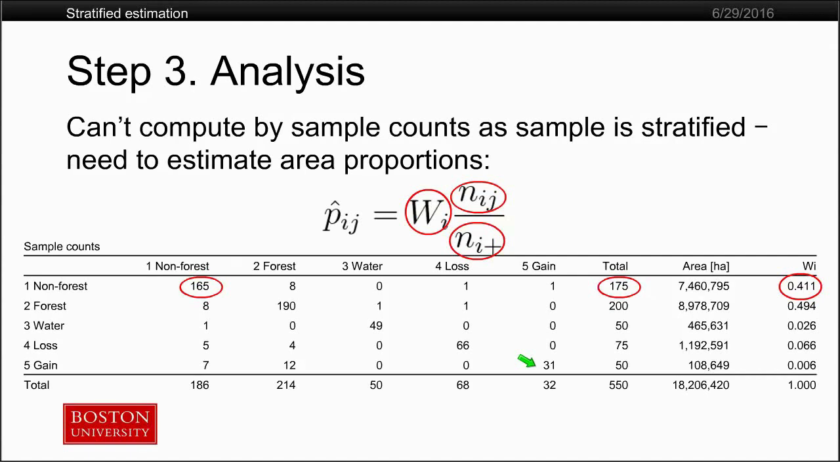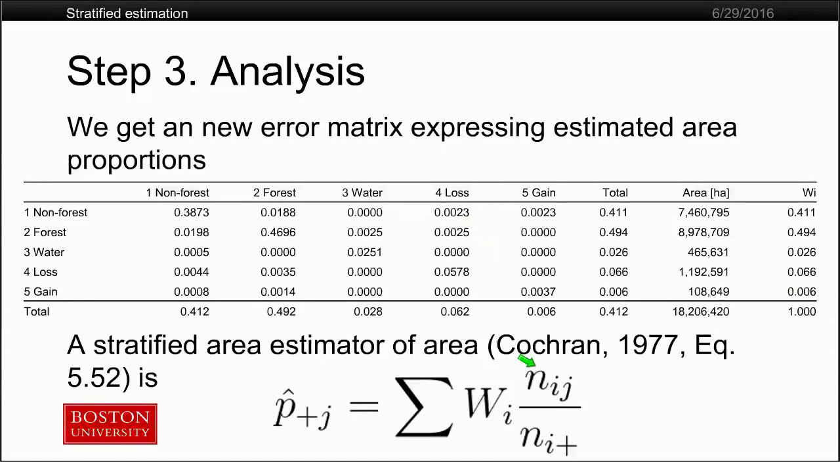I do that for my 550 units. I end up with an error matrix, right? These are the sample counts, and as I said, the sample counts are pretty fun to look at. I can see here exactly how many were correctly classified, but it's not terribly helpful. I want to express this in area proportions. So I do that, right? Can't compute by sample counts. A sample is stratified. Need to estimate area proportion.